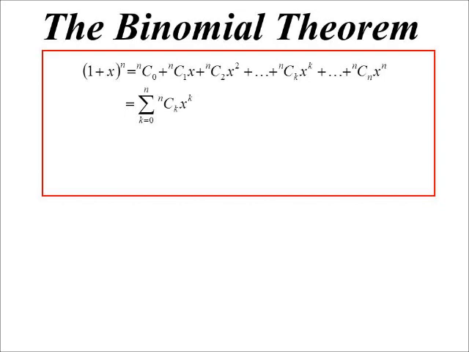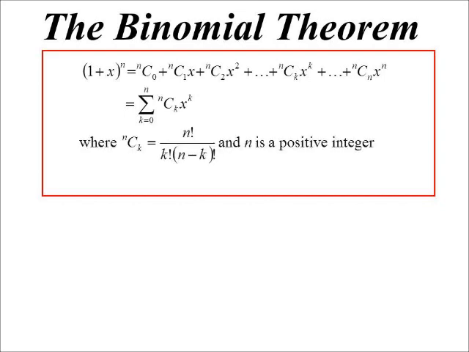So sometimes you'll see the sigma notation used just basically to save writing all those terms out. And nCk is our, well, n factorial on k factorial, n minus k factorial. Now, there's always going to be n plus 1 terms. Remember, we start at nC0 and go up to n, so you always have n plus 1 terms.